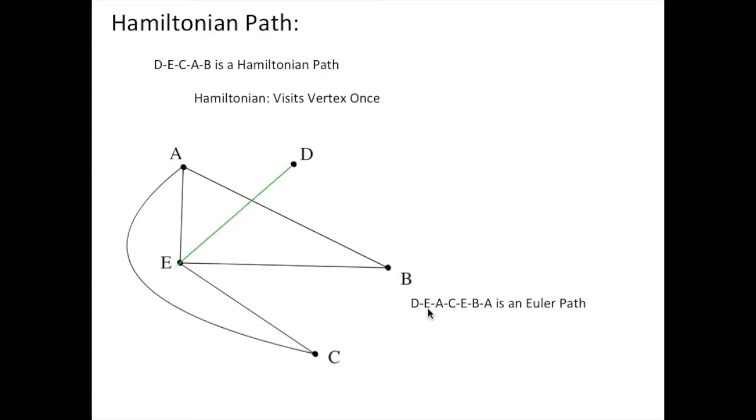D to E, to A, to C, to E, to B, and then back to A. Why isn't that a Hamiltonian path? Because, notice the E. We visited the E twice. We visited the A twice. We visited some vertices more than once. For that reason, it's not a Hamiltonian path. A and E are visited more than once.